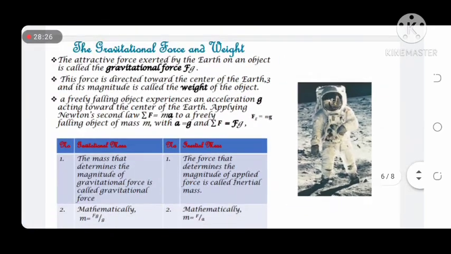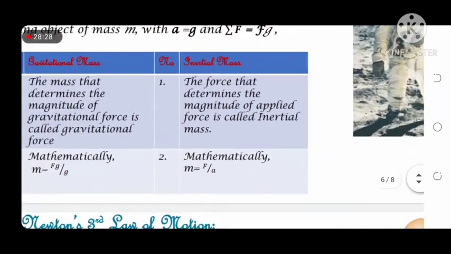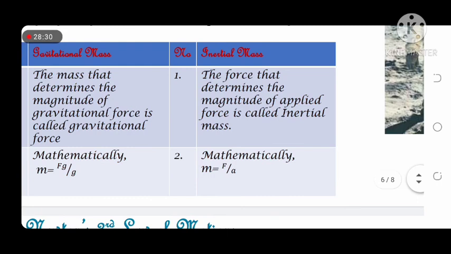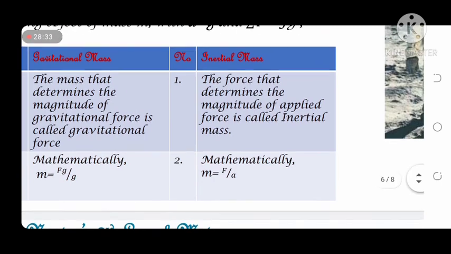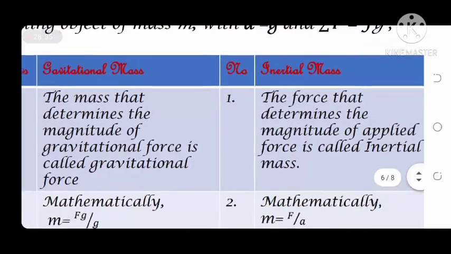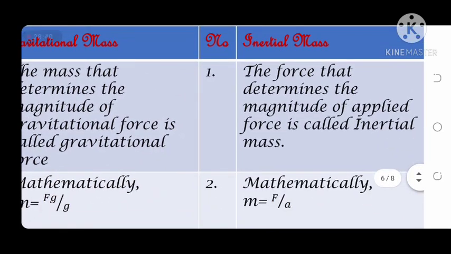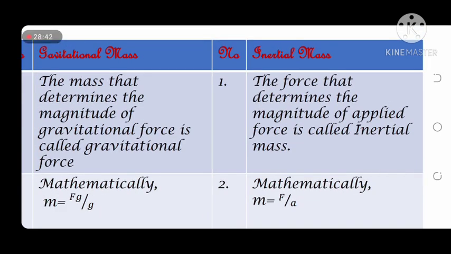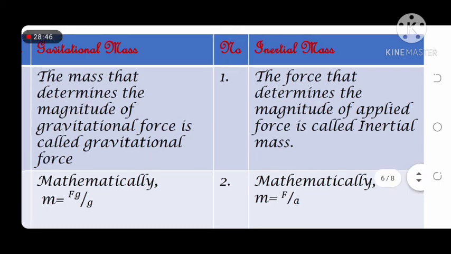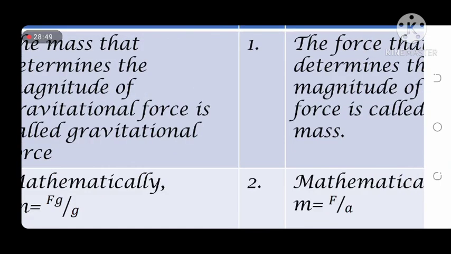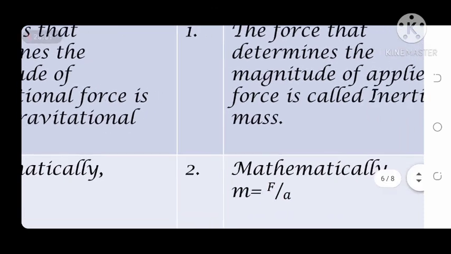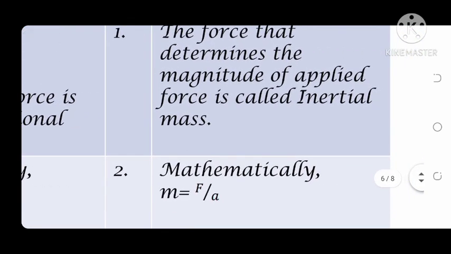So, moving forward, masses have two types. One is gravitational mass, and the other is inertial mass. The mass that determines the magnitude of gravitational force is called gravitational mass, and the mass that determines the magnitude of applied force is called inertial mass.